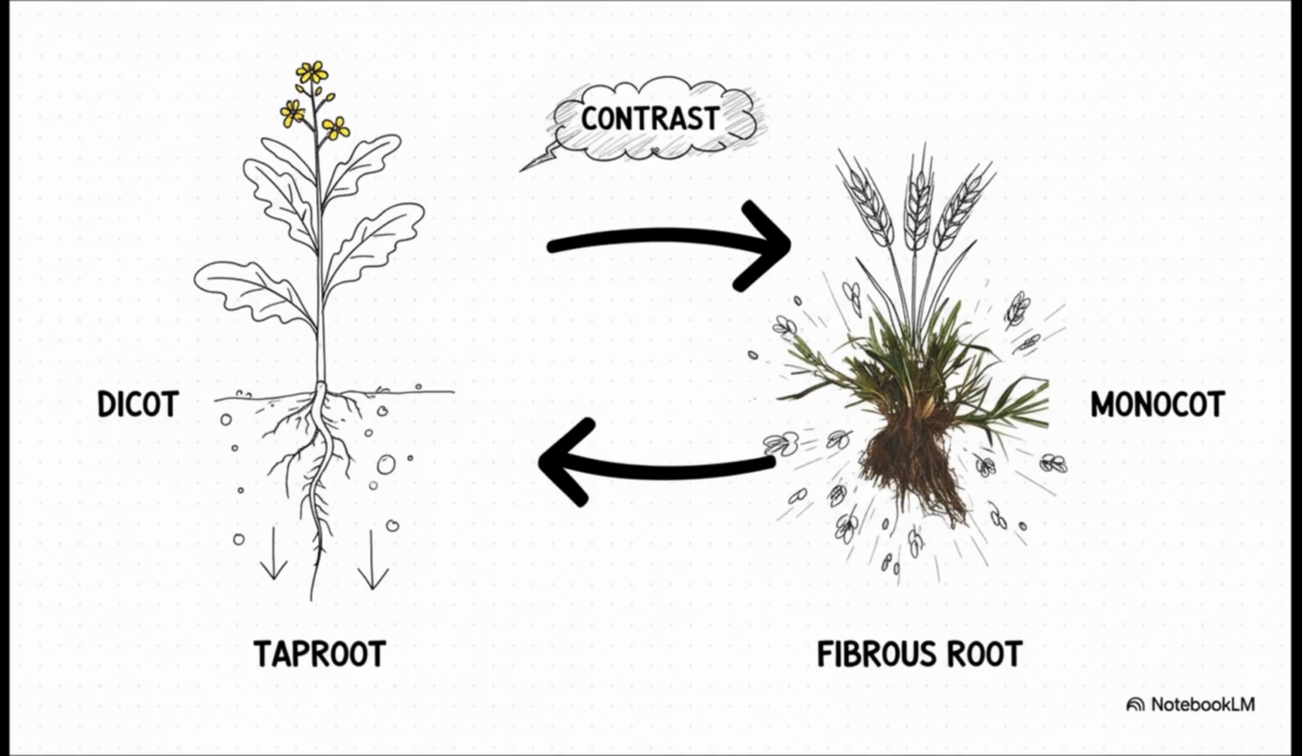You can see right away how different they are, can't you? On the left, that's the taproot system. Think of a mustard plant or a carrot. You've got one big main root, the primary root, that just dives straight down, with smaller roots branching off. Now look at the right. That's a fibrous root system, like what you'd see on a wheat plant. There's no main root. Instead, the primary root is short-lived, and a whole bunch of thin, thread-like roots sprout out from the base of the stem. It's like a dense mat.